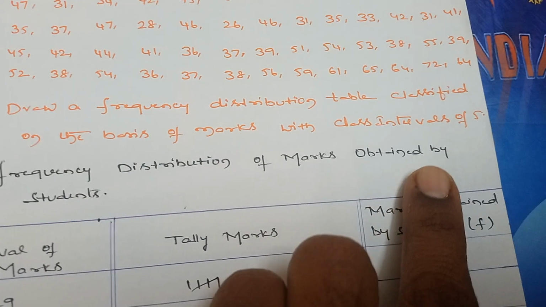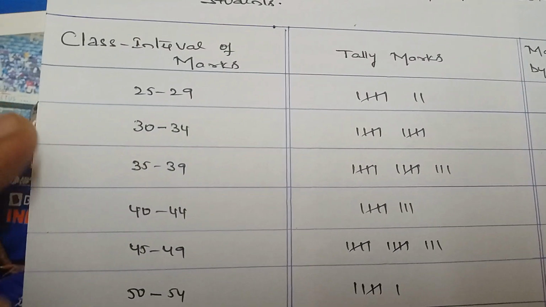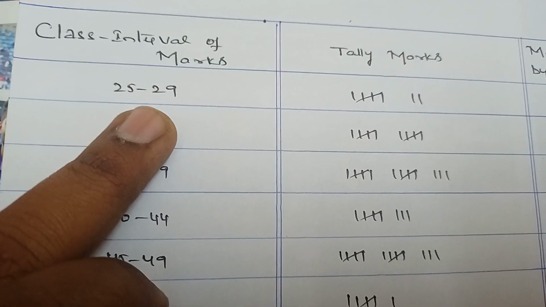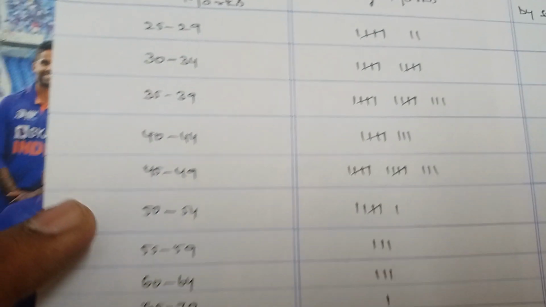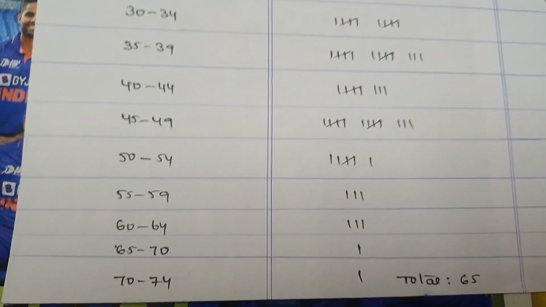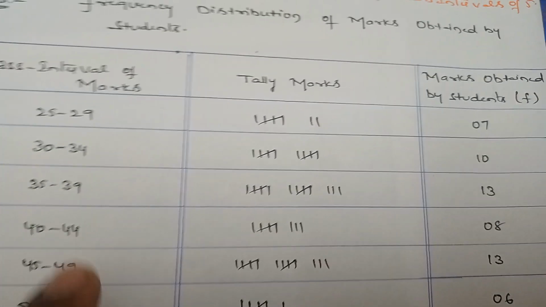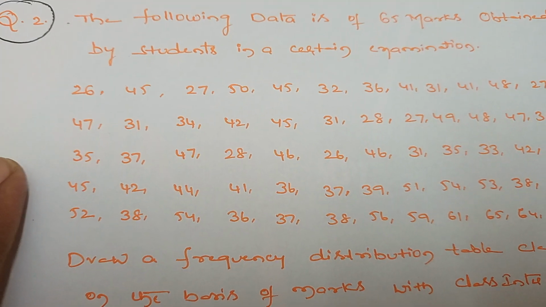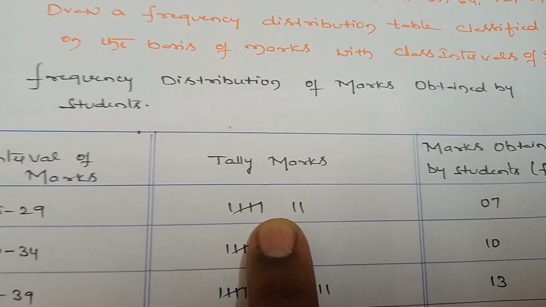Here I took the class interval size of 5. In the question itself they have mentioned the class interval size of 5. So I took from 25 to 29, 30 to 34, like that up to 74. 72 is the highest, so I mentioned up to the 74 class interval. Okay, so in 25 to 29 we got only 7 members from the data. So mention the tally marks and mention the number here.